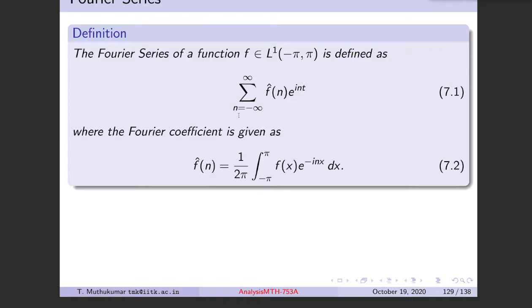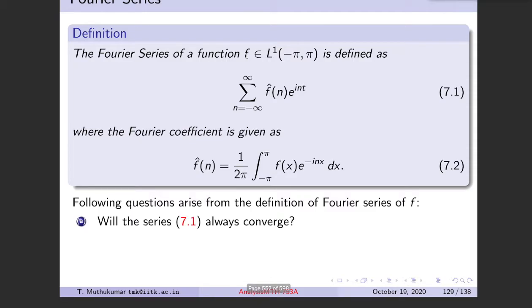So this is how you take any L1 function and define its Fourier coefficient using 7.2. This will be fine if you are dealing with an L1 function here. So you will get some f hat n, and you can do this for each n. Using this f hat n, you write down the series. Once you have that series, that is called the Fourier series of the f that you started with.